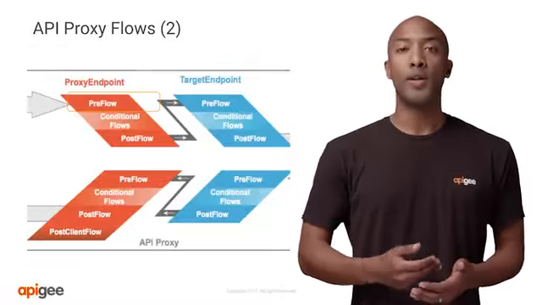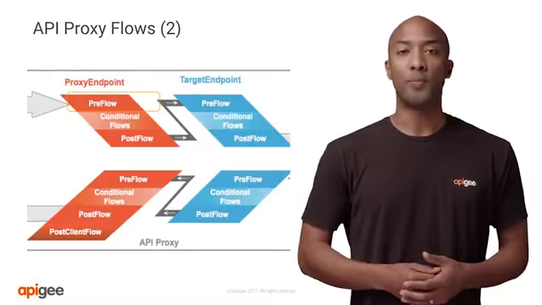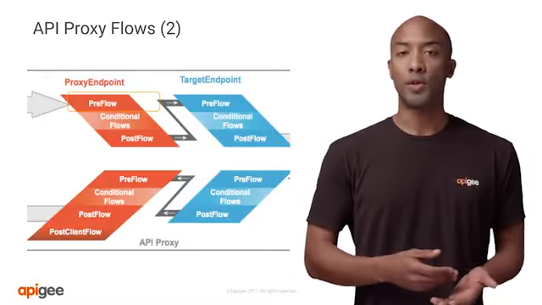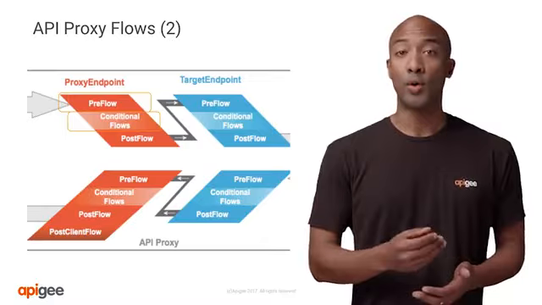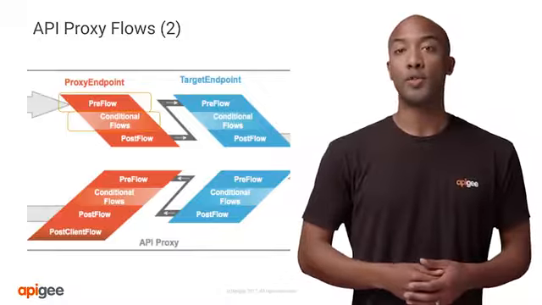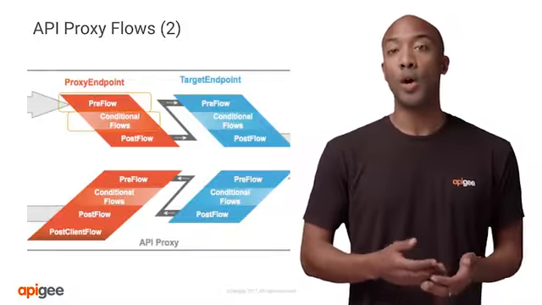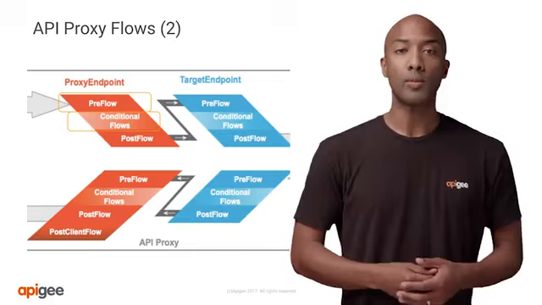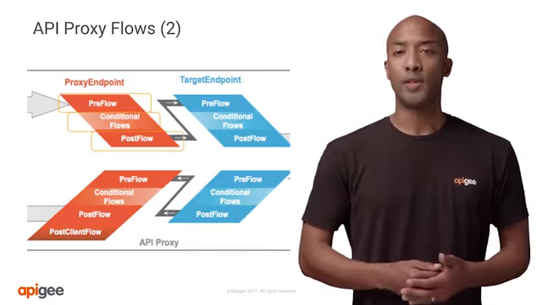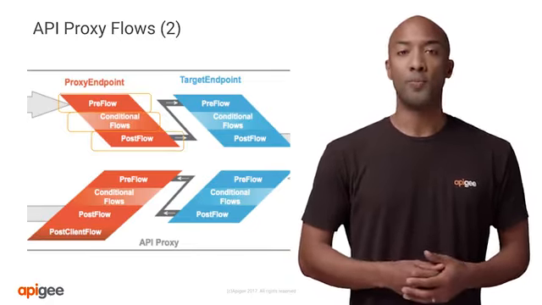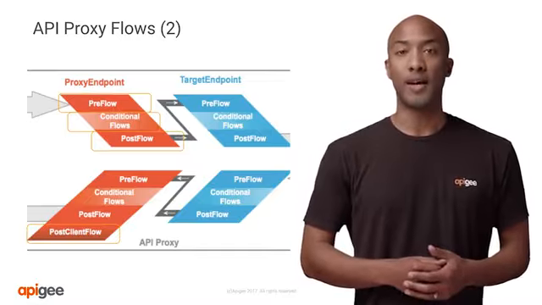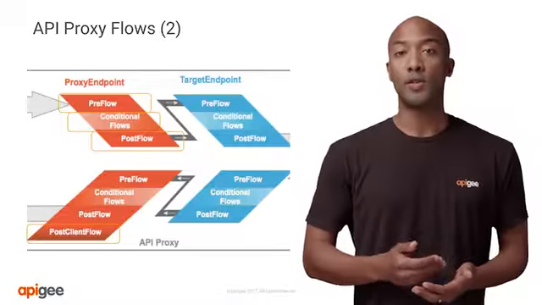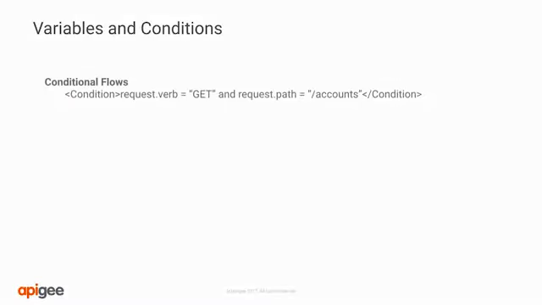The pre-flow always executes before any conditional flow. Include common policies for security and traffic mediation here. You can have 0 or more conditional flows, which typically represent requests like get accounts or post carts. The post flow always executes after any conditional flow. The post-client flow executes after the response is sent to the client and is used to log messages to your logging server.